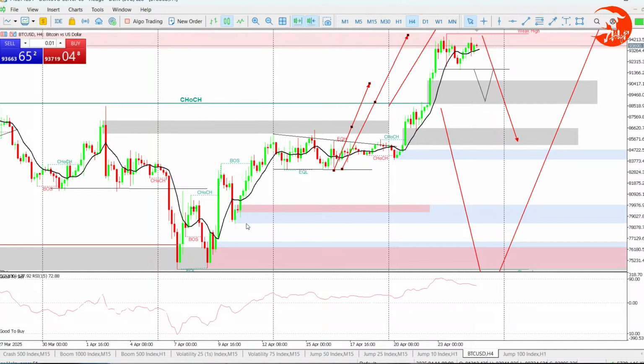I don't see any other point of interest down below. These are all weak points. This fair value gap here, this order block, not really. So this is the most important. It was mitigated, but not that much right there.